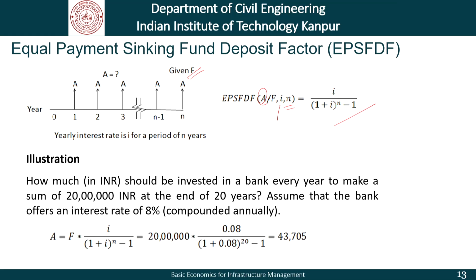As an illustration, how much should be invested in a bank every year to make a sum of 20 lakhs at the end of 20 years? So, the answer is only 43,705. So, if you invest 43,705 every year for 20 years and the rate of interest was 8%, it will grow to a total value of approximately 20 lakhs.